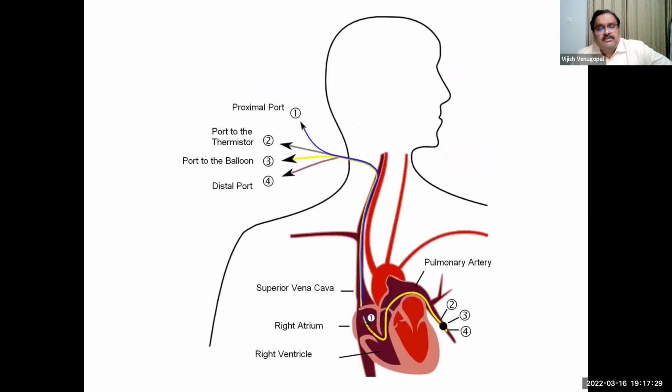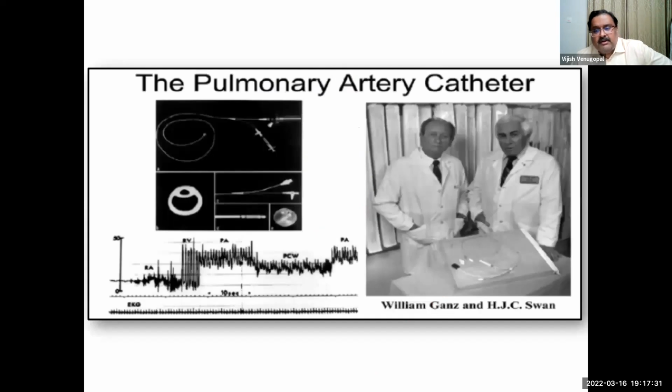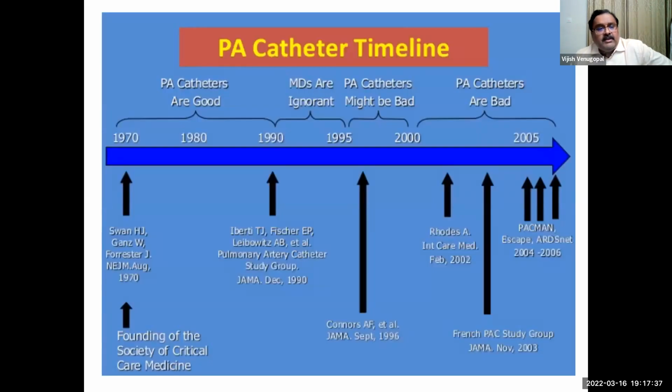The third thing is regarding the pulmonary artery catheter. Pulmonary artery catheter was introduced into clinical practice by William Ganz and Jeremy Swan. And they were considered as the gold standard from 1970 to around 2000. But from 2000 onwards, the PACMAN trial with the ESCAPE trial, there are a lot of complications from PA catheters, and PA catheters fell into disrepute.